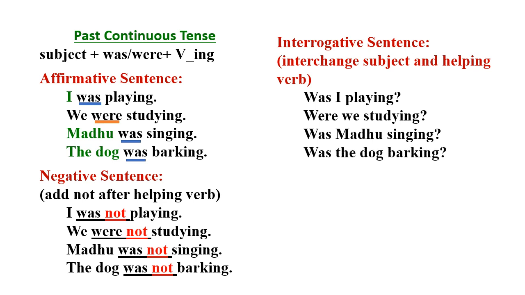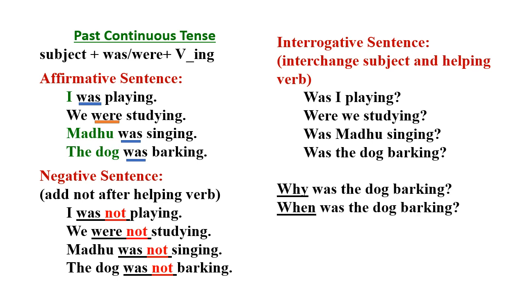Easy, right? Now, if you look at all these questions, they begin with a helping verb, and any question that begins with a helping verb will be a yes or no question. That means the answer for these questions can only be yes or no. Was I playing? No. Were we studying? Yes. But if you want more information, then you have to add question words like what, when, why, where, how or who in front of these sentences. Was the dog barking? Yes. Why was the dog barking? Because it saw some strangers. When was the dog barking? Yesterday. Easy, right?